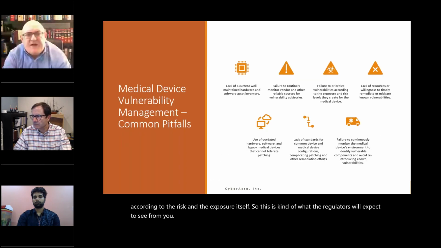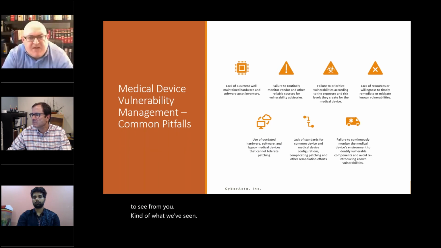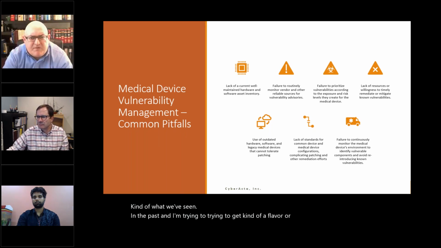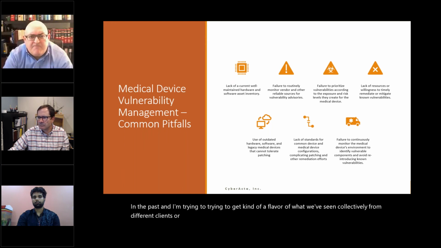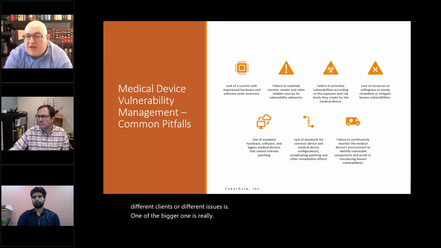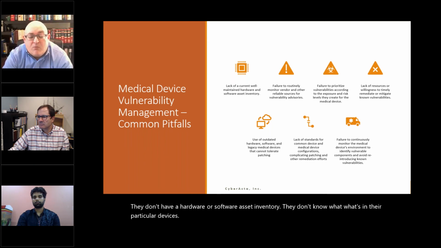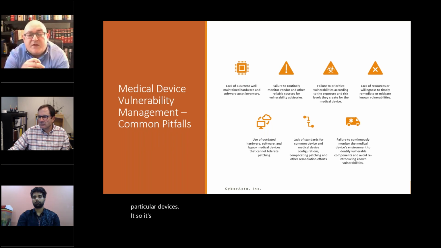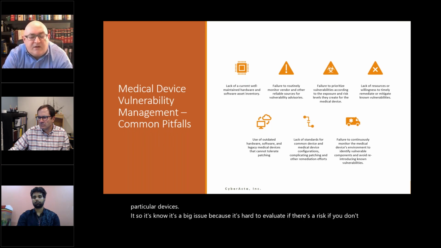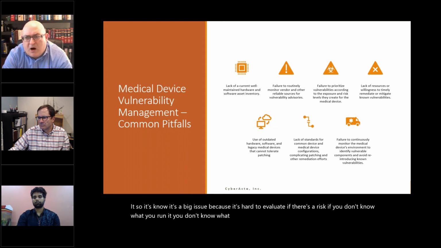Now, what we've seen in the past, and I'm trying to give a flavor of what we've seen collectively from different clients or different issues, one of the bigger ones is that they don't have a hardware or software asset inventory. They don't know what's in their particular devices. It's a big issue because it's hard to evaluate if there's a risk if you don't know what you're running. You don't know what your OS is, what your hardware or middleware is, or what version is running. So it's important to have that wherewithal.